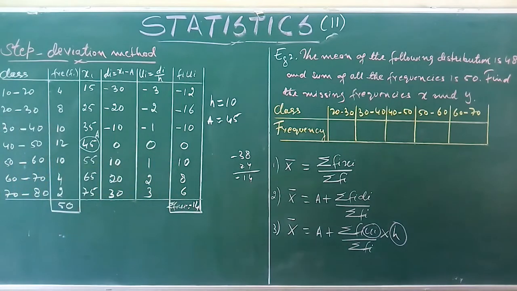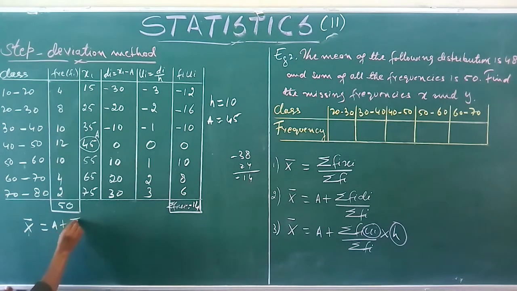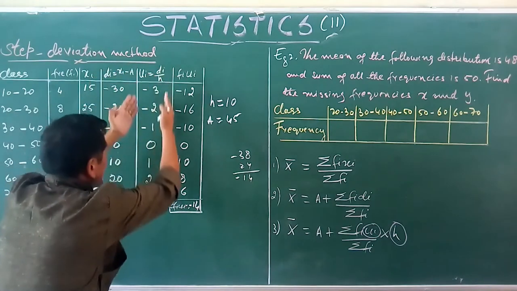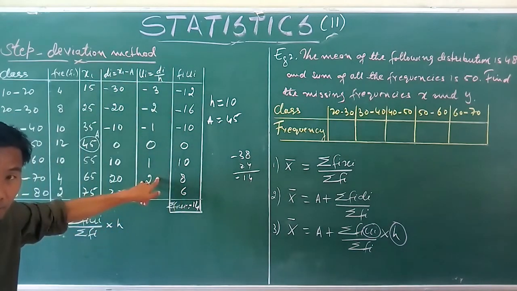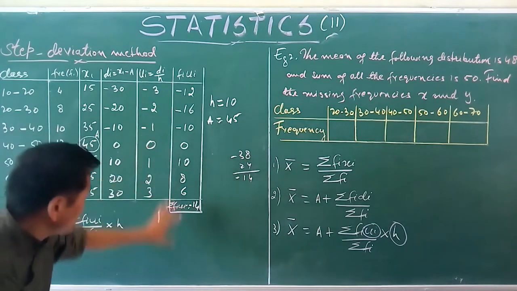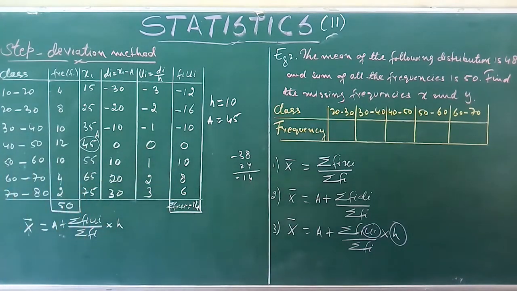Now use the formula here. The mean equals A, the assumed mean, plus summation of fi ui divided by summation of fi, into h. So this is your formula in the step deviation method. The only difference here is ui. If the values are small, the calculation is better.